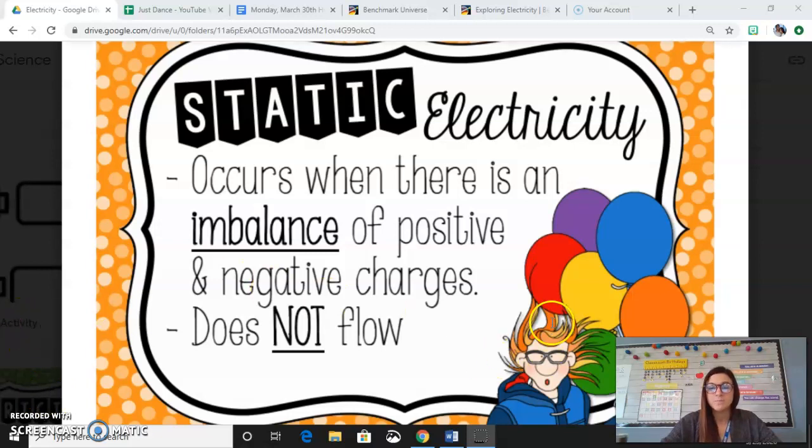If you look here at the picture, this is an example of static electricity. This person rubbed its hair against a balloon and it caused static electricity. So that means that there is not electricity flowing because there's way more negative or way more positive charges. They're not equal.